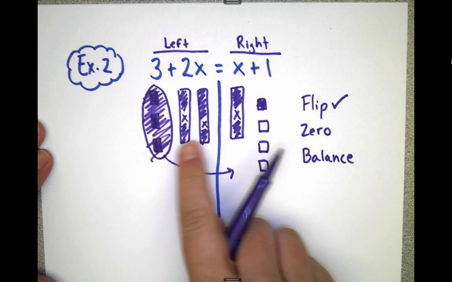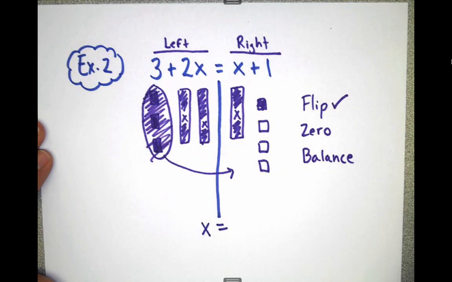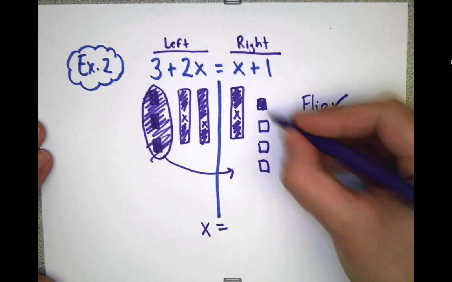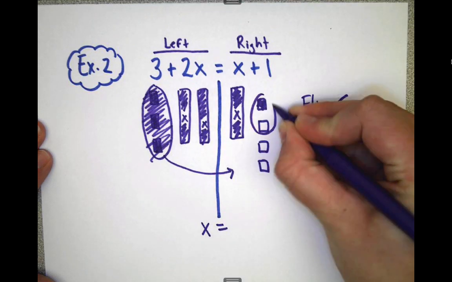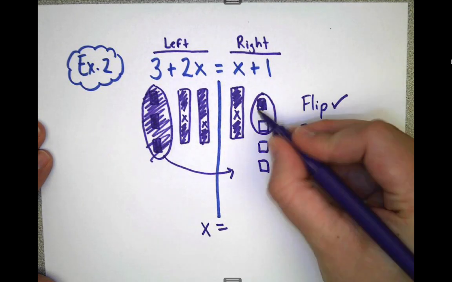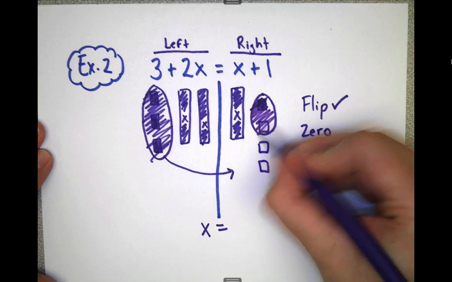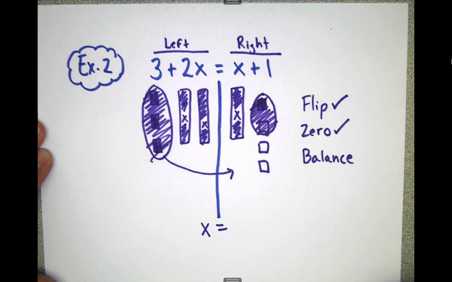And now I'm down to 2 x's equals x, and then I have a plus 1 and I have a minus 3. So now we go to zero pair, and I do see a zero pair this time. I see one positive and negative that matches up, so I'm going to be getting rid of that positive and negative, and that takes care of our zero pair.